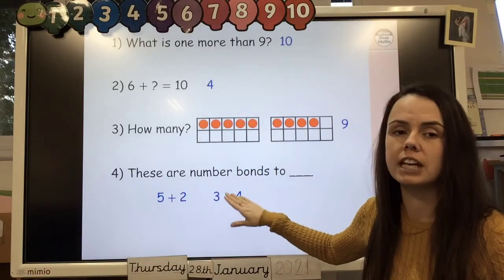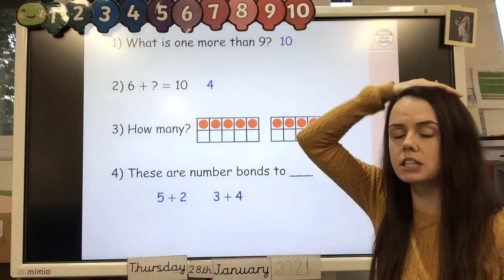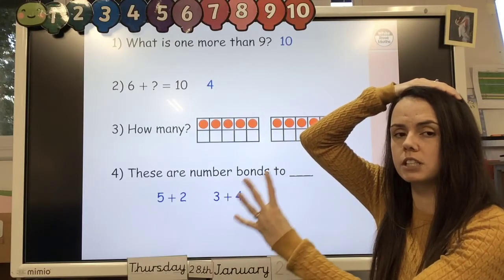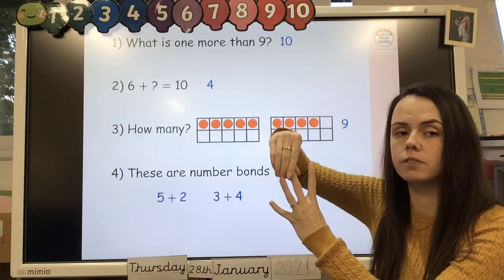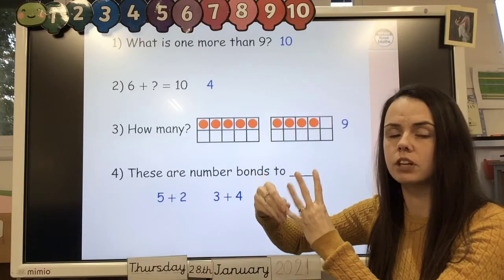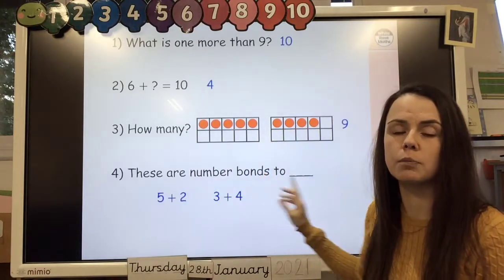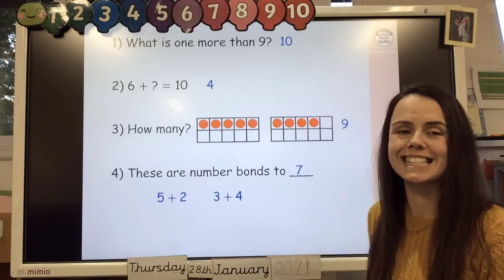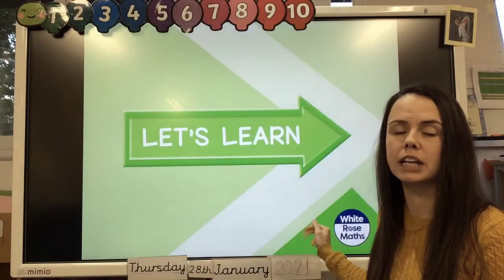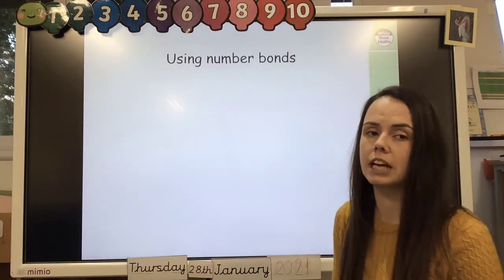And this is 3 add 4. I'm going to put 3 in my head, hold up 4 fingers. 3, 4, 5, 6, 7. Both of these are number bonds to 7. Great work, Year 1. Let's have a look at our learning.